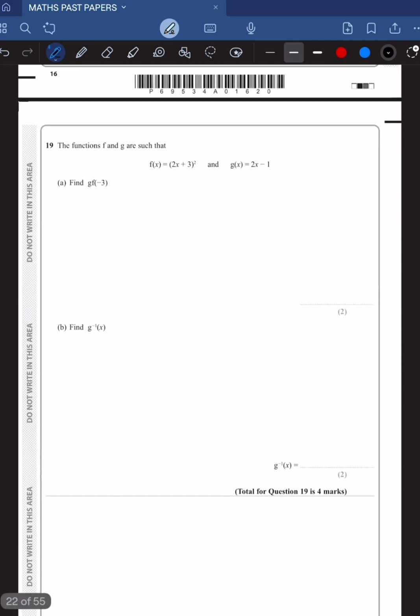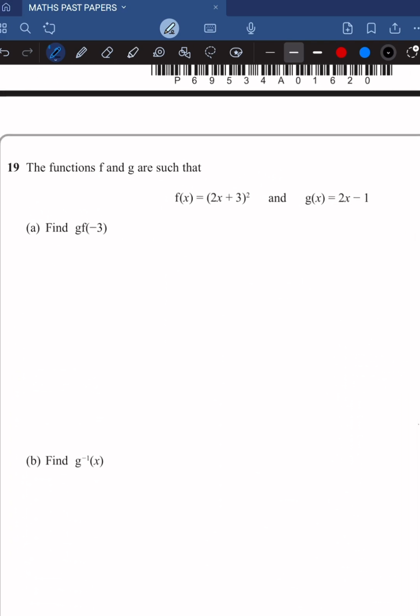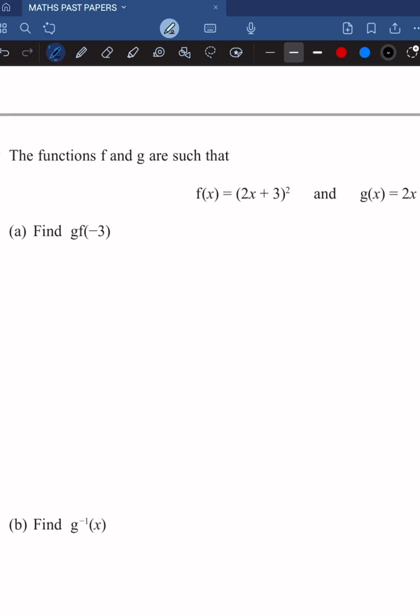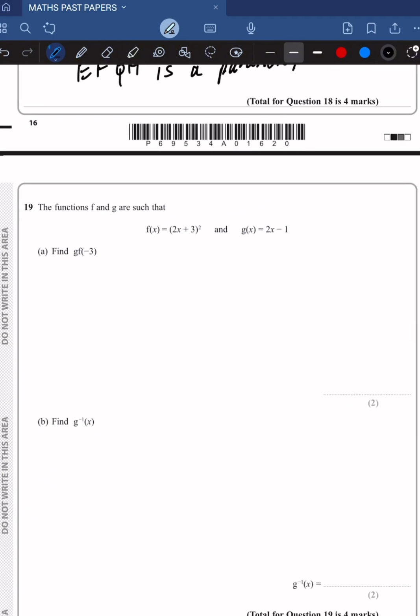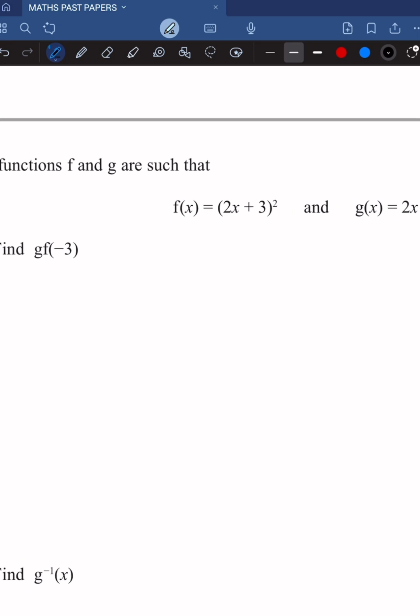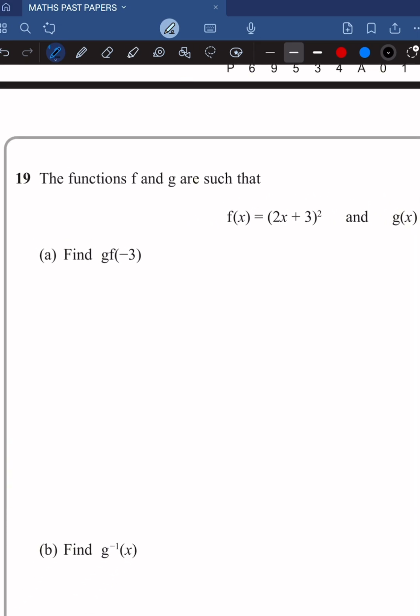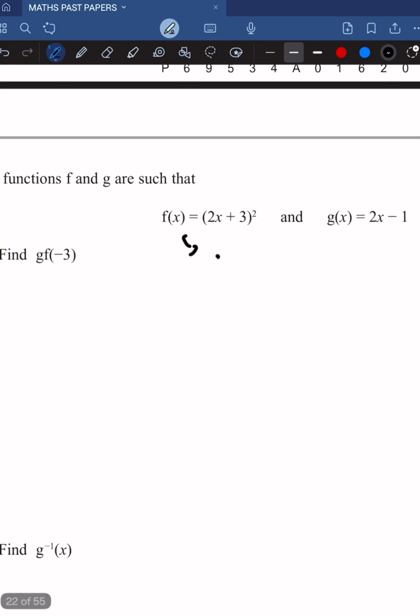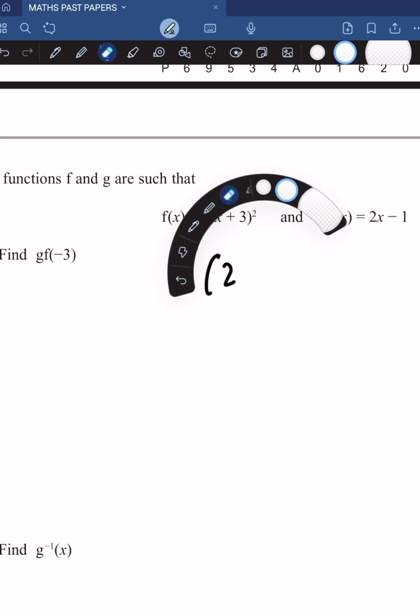That's it. The functions f and g are such that f of x is (2x plus 3) squared and g of x is 2x minus 1. Find gf of minus 3. Now the way I do this, let me just expand everything first. And to be fair, we don't even need to do that.